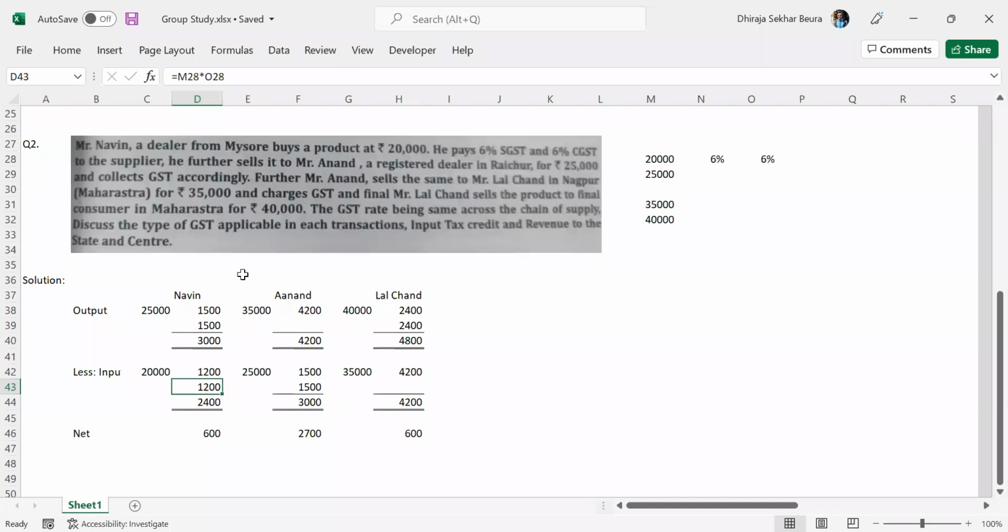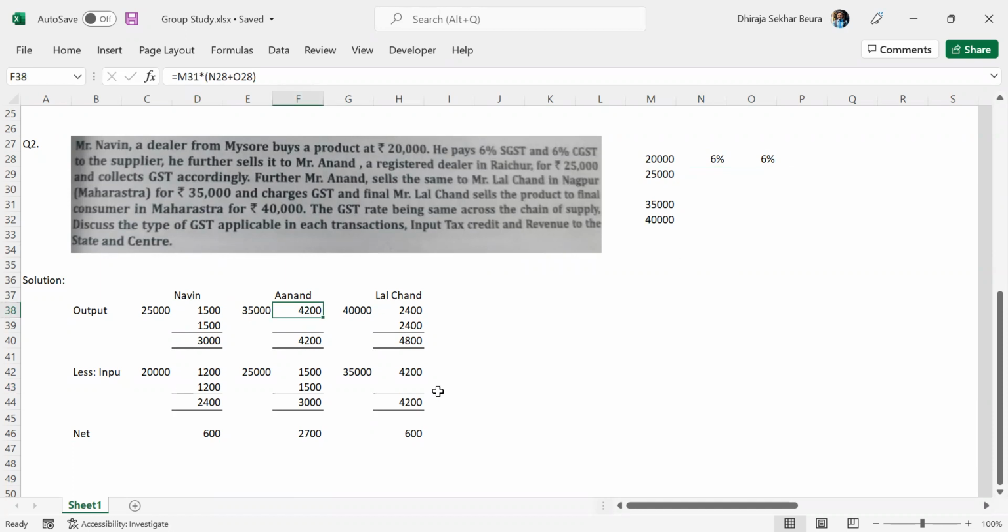Interstate means the output GST will be what? IGST, right? Yeah, output GST will be now IGST. So on 35,000, the IGST rate is 12%, which is nothing but 6% plus 6%. Now that comes to 4,200.